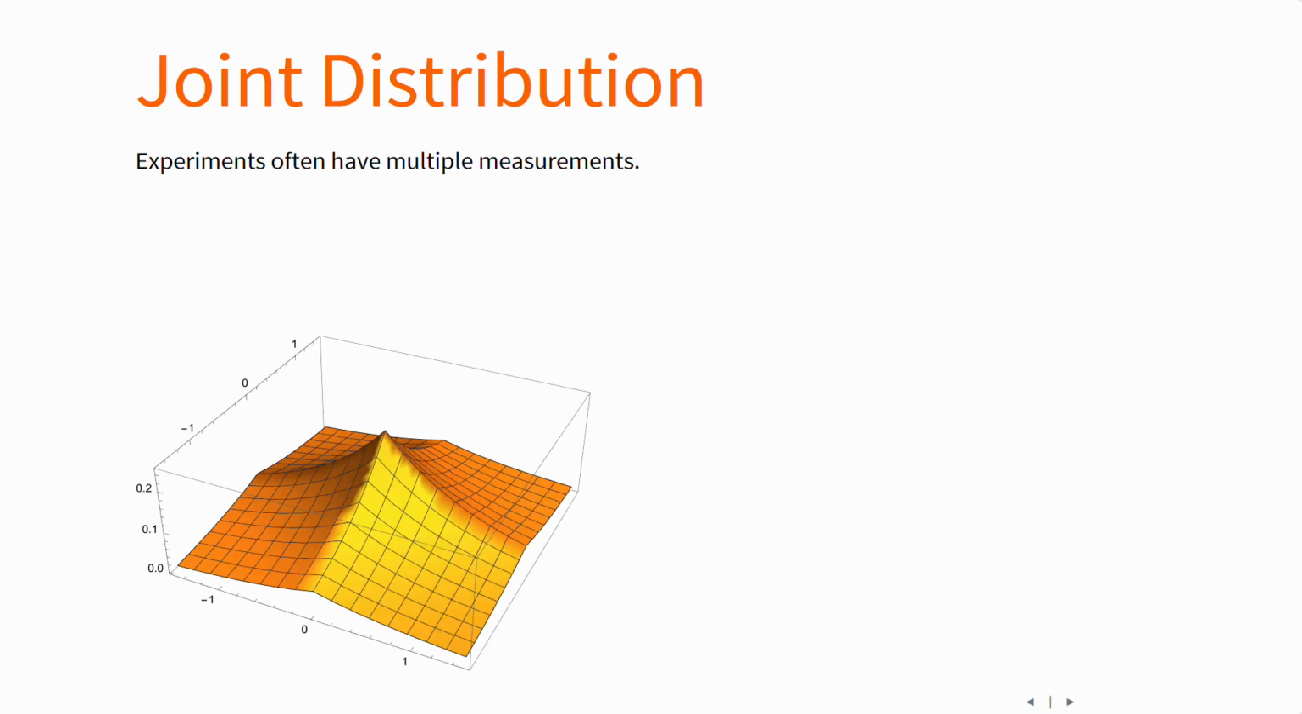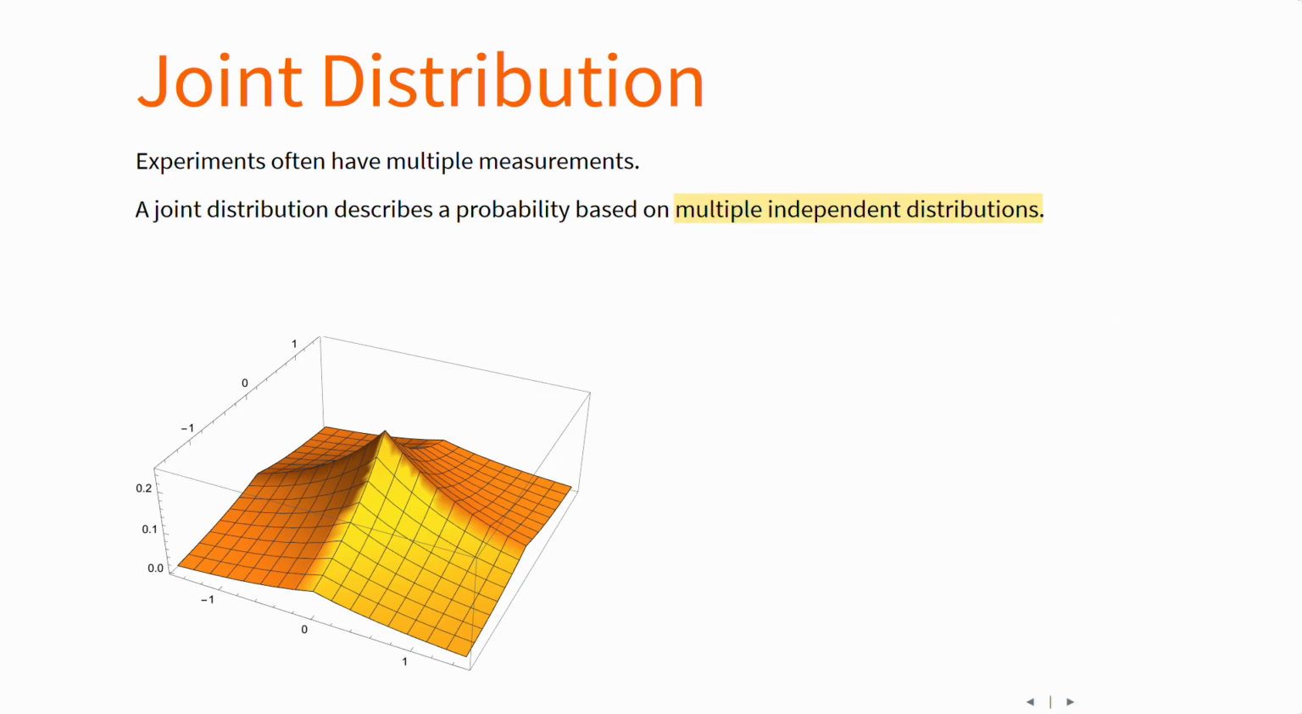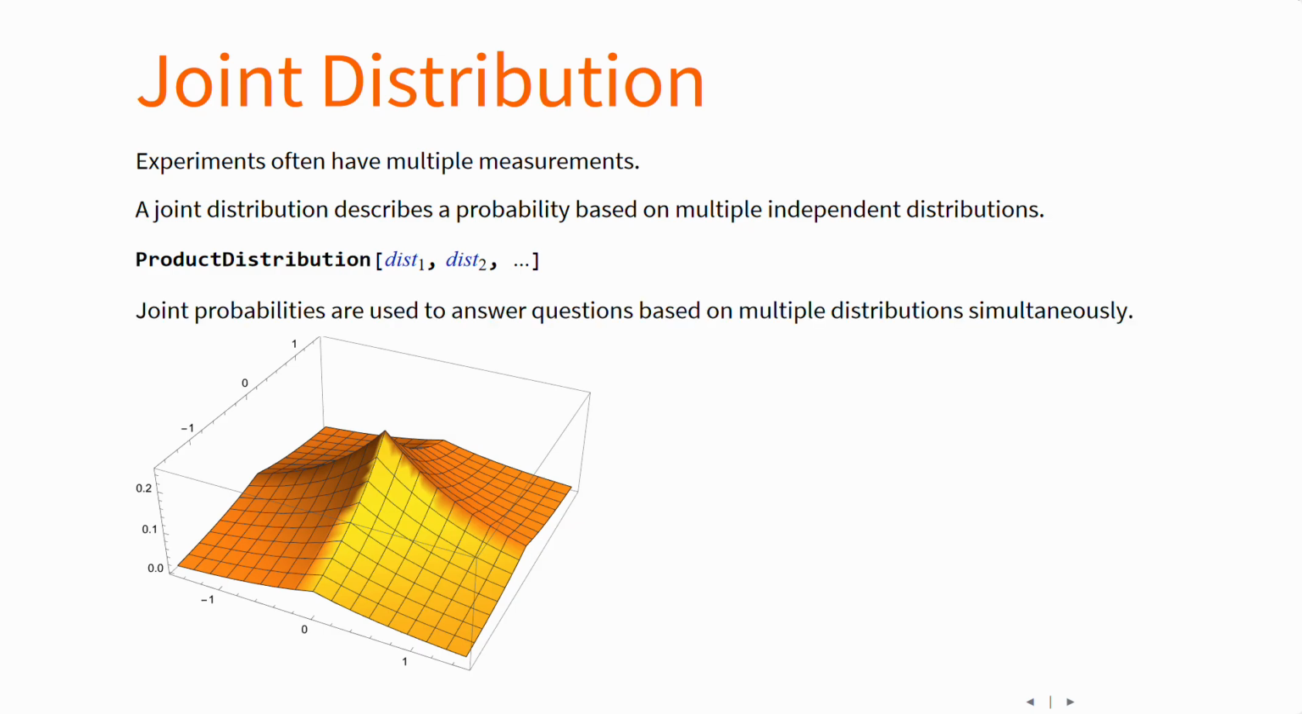Experiments often have multiple measurements. These may be analyzed separately or together as multiple independent univariate distributions joined. This is called the joint distribution, or product distribution in the Wolfram language. It's used to answer questions based on multiple distributions simultaneously.